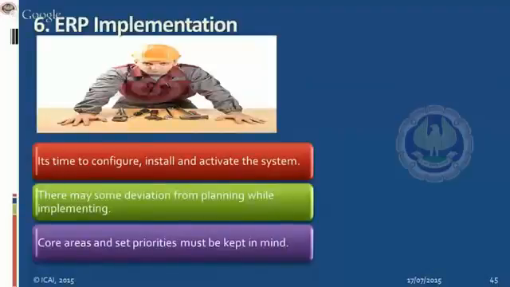During the working process, we may understand that this could have been done in a better way, so we will change the process, we will deviate a little bit from the process. This is possible. This is natural, and some sort of deviation is bound to be there. There is nothing wrong in it. But one thing must be kept in mind: core areas and set priorities. Please remember, we had already planned about core areas and we have already set our priorities. These priorities and core areas must not change at all. This must remain the same.